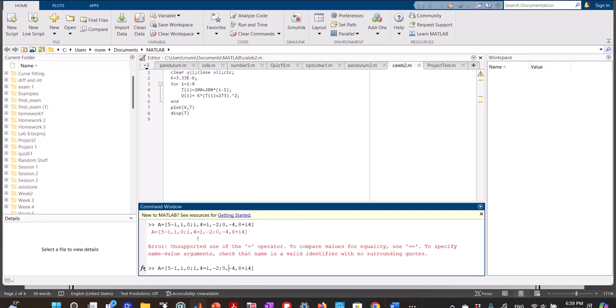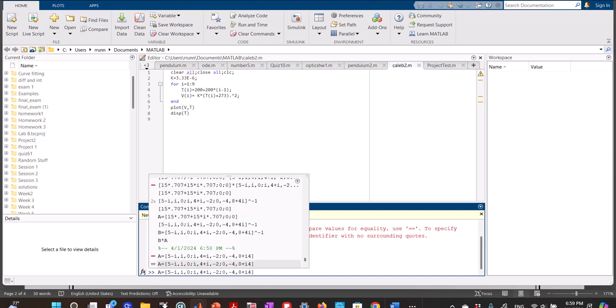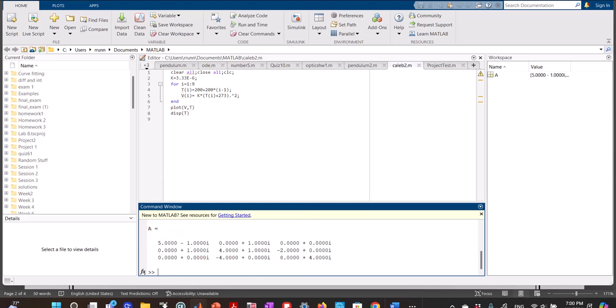And there we go. And then matrix B will equal 15 times 0.707 plus I times 15 times 0.707, comma 0, comma 0. And then I want A inverse times B.